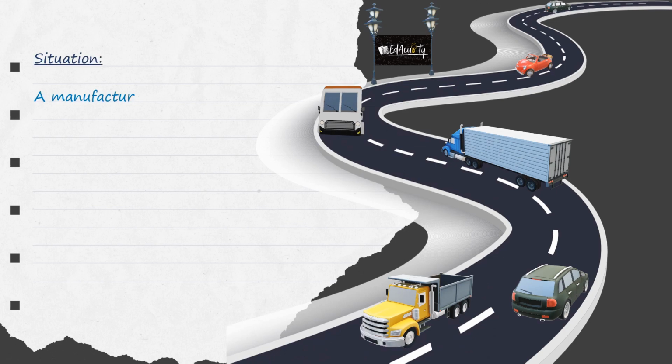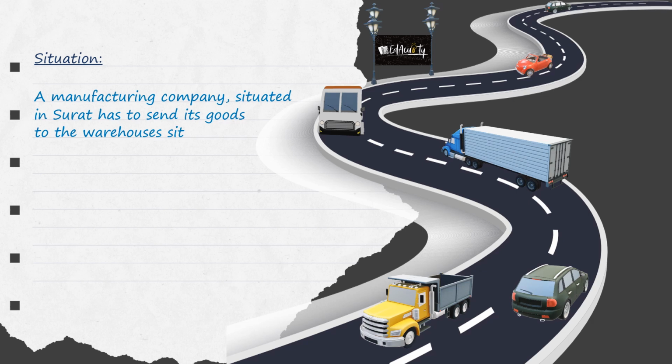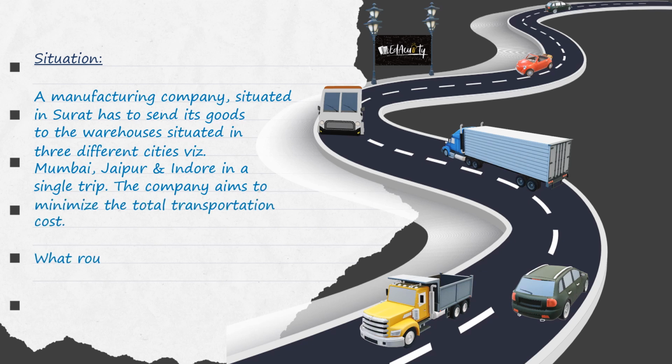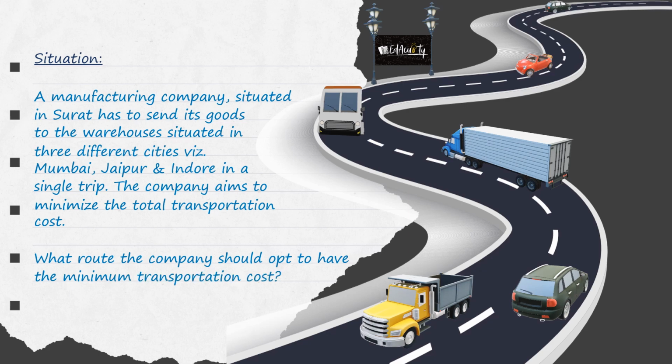A manufacturing company situated in Surat has to send its goods to the warehouses situated in three different cities, viz. Mumbai, Jaipur and Indore in a single trip. The company aims to minimize the total transportation cost. What route should the company opt for to have the minimum transportation cost?